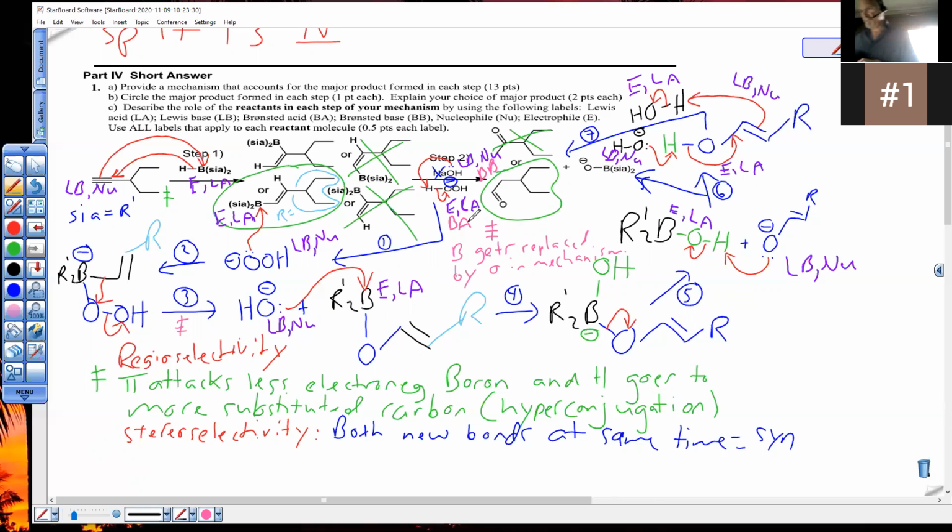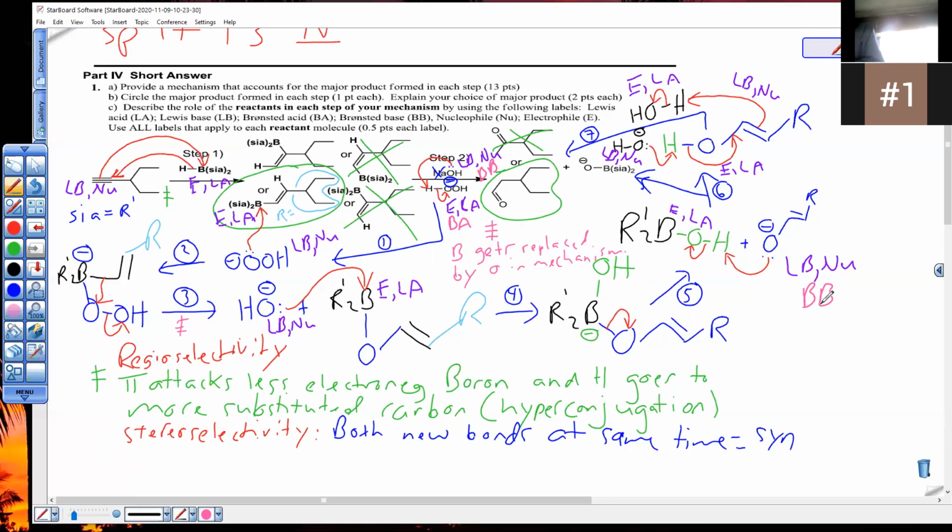Let's go to 2. Step 2, we're attacking and being attacked, but proton is not moving. So don't add any Bronsted. Rearrangements, we don't do labels. This is not attacking an H, so don't put a label. This is not giving up an H, don't give a label. One molecule, no labels. This is attacking an H.